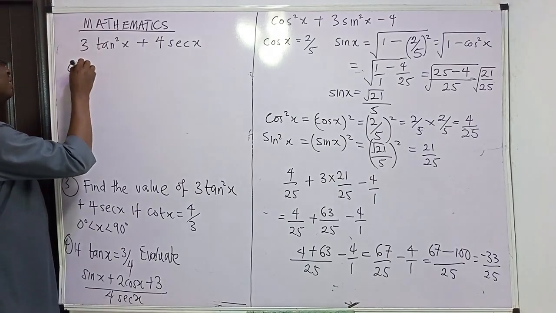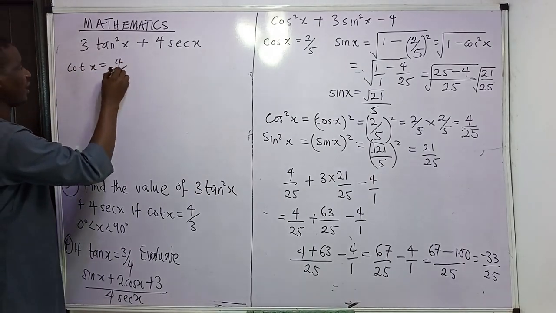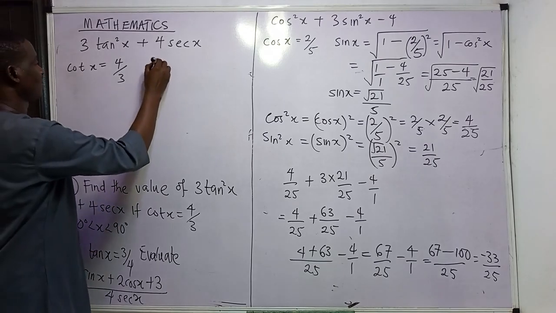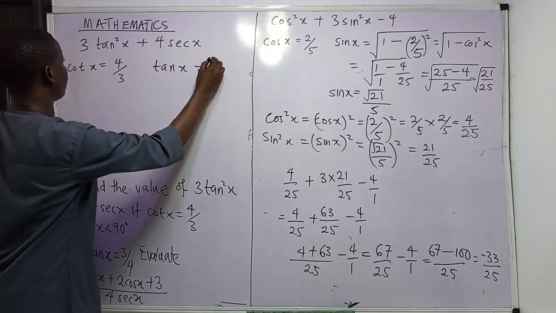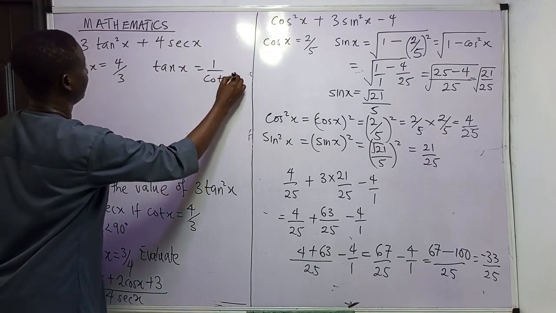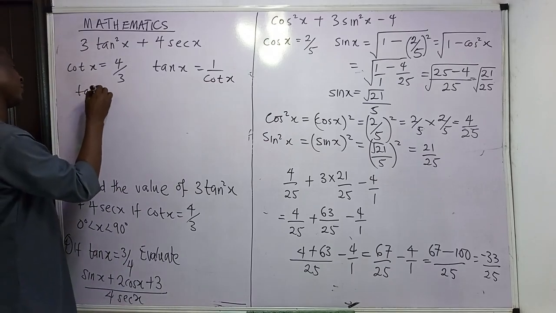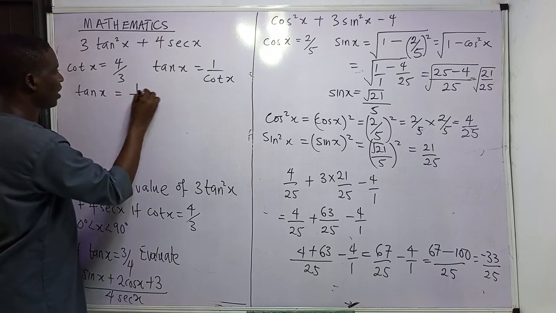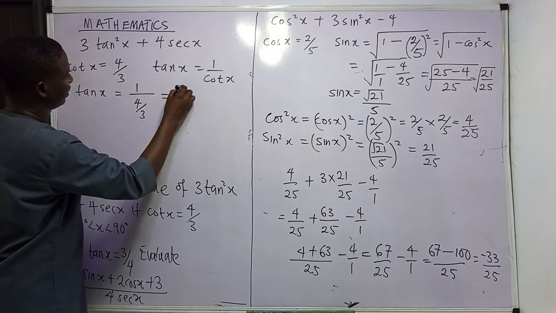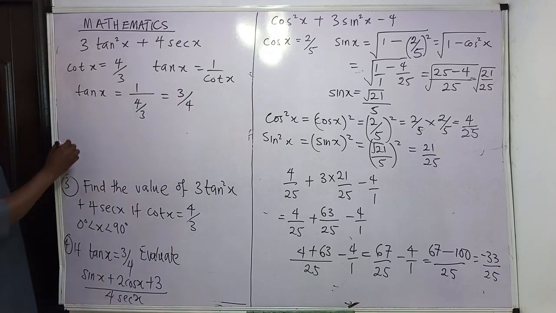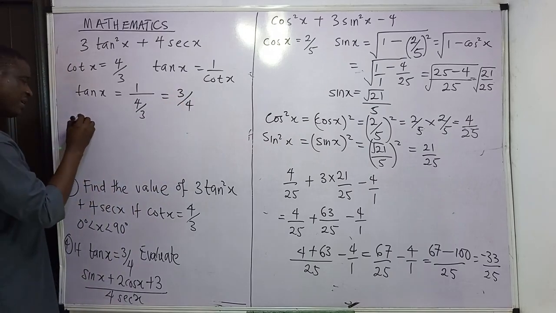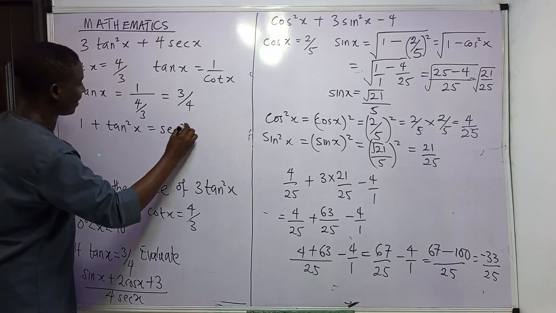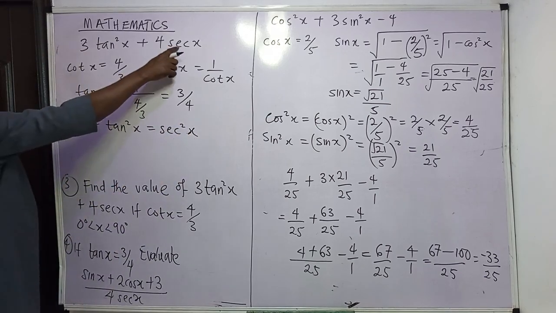If cot x equals 4 over 3. Now recall that tan x is equal to 1 over cot x. So we can now say tan x first is equal to what? 1 over 4 over 3, which is 3 over 4. That one is clear. Then another thing again is that remember that 1 plus tan square x equals sec square x. Recall to get this one.